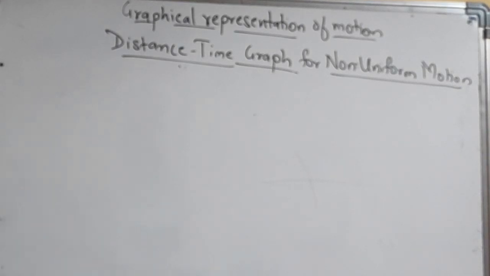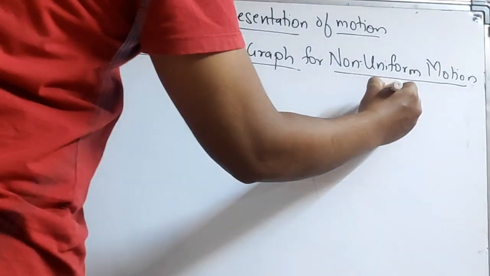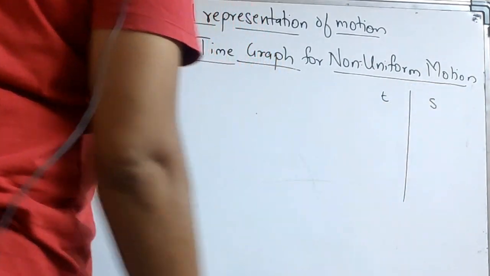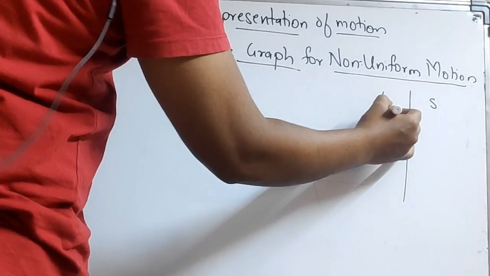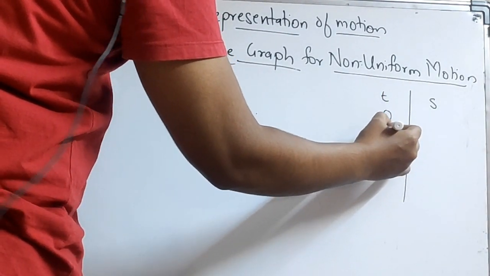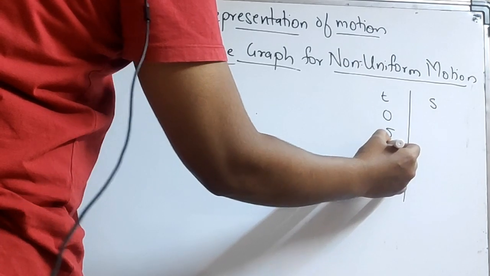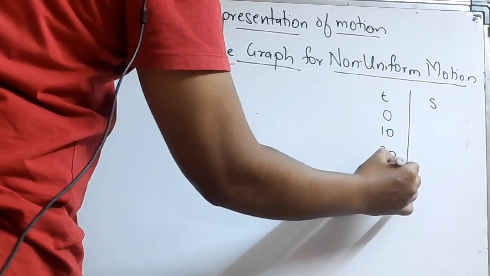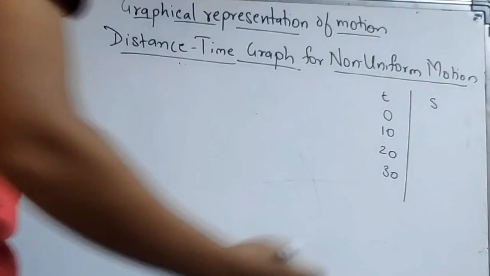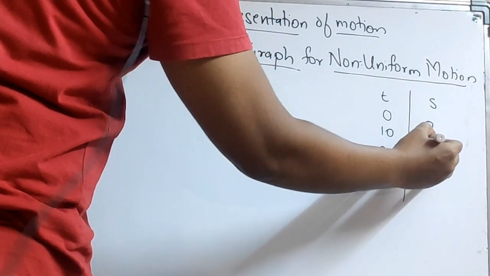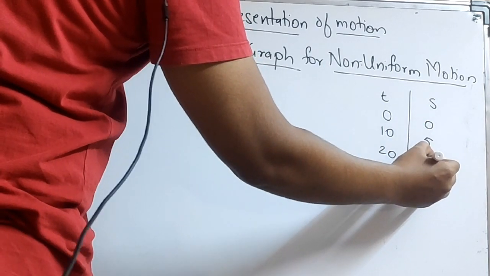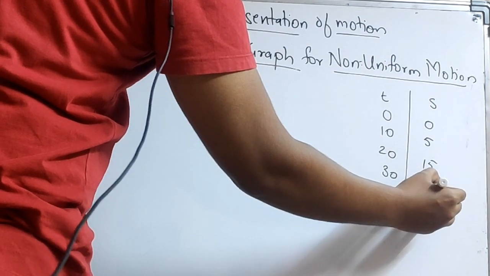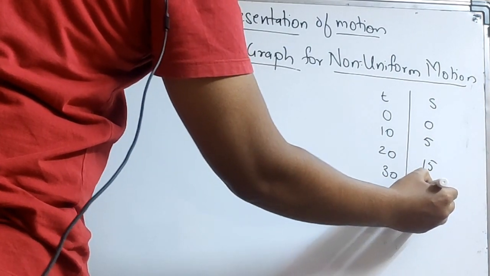Now let us consider a data like this. An object in some time has covered some distance. Okay. So I would say 10, 20, 30. Distance is 0. This is 5. This is 15. And this is say 30.